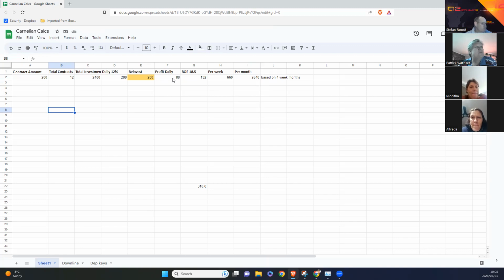My mathematics do not seem right to me. $88. No. This amount does not seem right to me, because $88 a day is much more than 2,600. But nevertheless, as you can see, having 12 contracts of $200, you can start pocketing $88 a day.